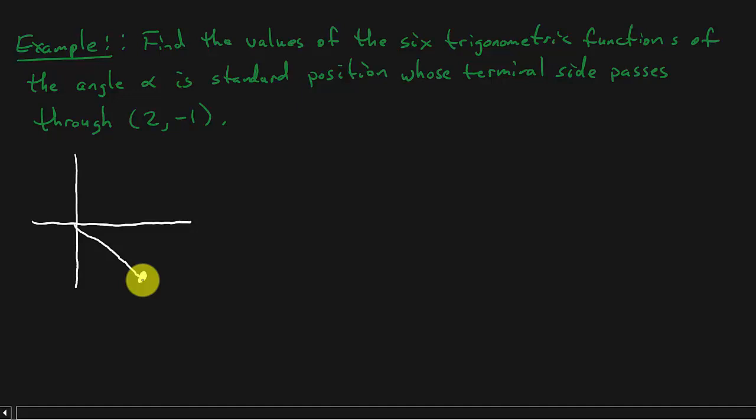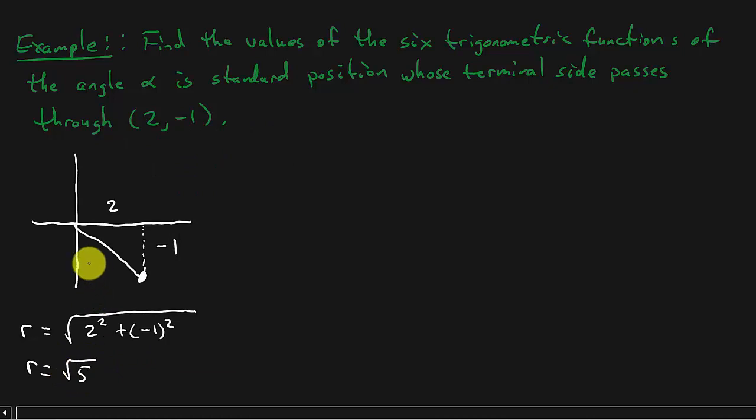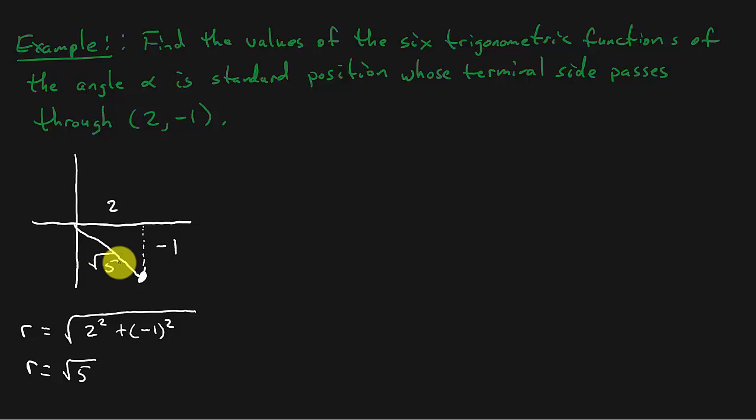Now, if we draw our line up here, we get x is 2, y is negative 1, and so we need to know what r is. Remember, r is the square root of x squared plus y squared. And so we get r is the square root of 5, and so this is the square root of 5. All right, so we've found everything. So now let's find all 6 trig functions.